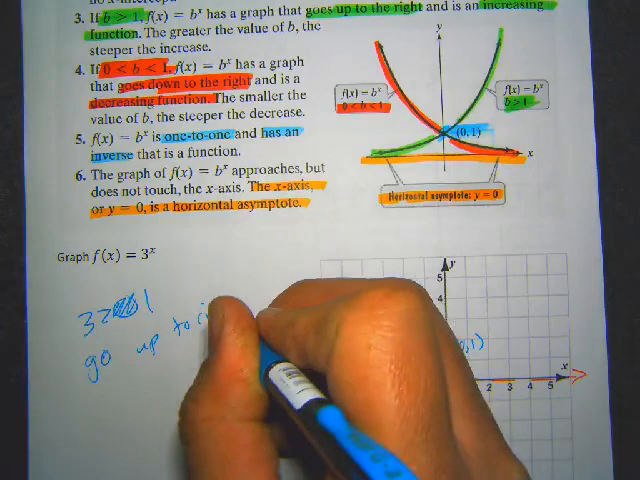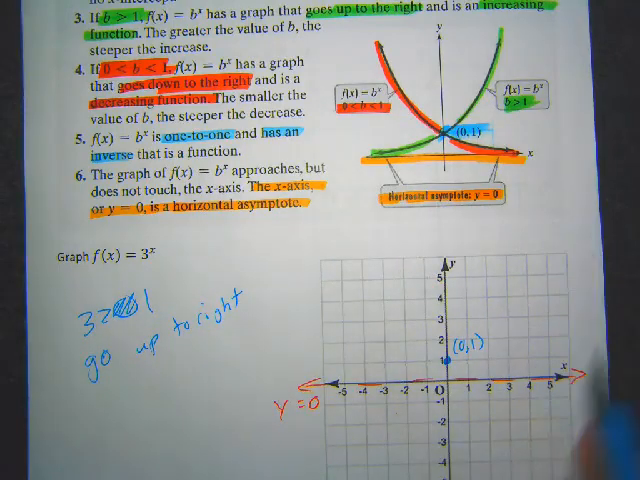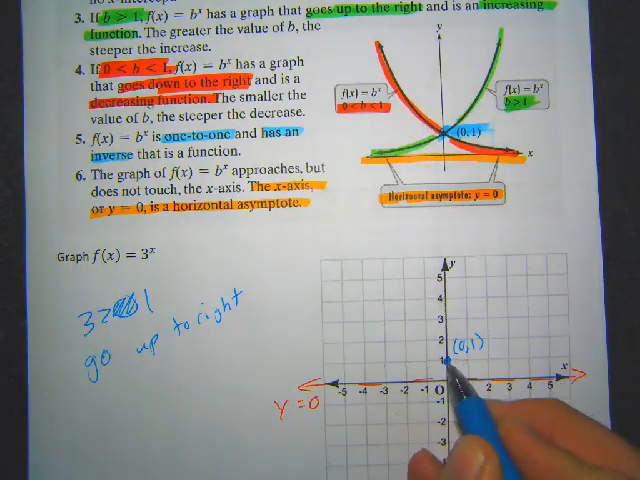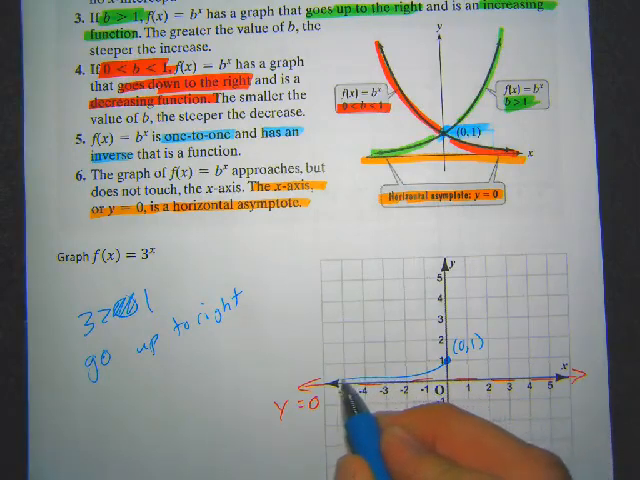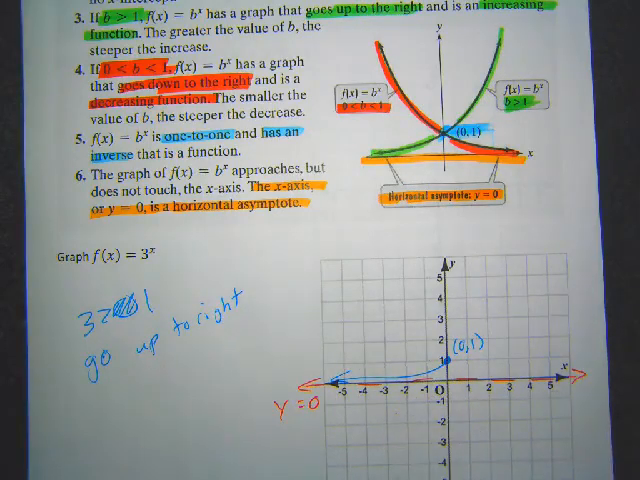So it's going to be an increasing function. So I know it's going to go like this. On the left side, it's going to get closer and closer to that asymptote. If I want a more perfect graph, I'd figure out what 3 to the negative 1 is, 3 to the negative 2. I'd get better values down here, but I'm just doing a quick graph.